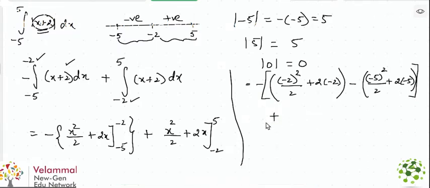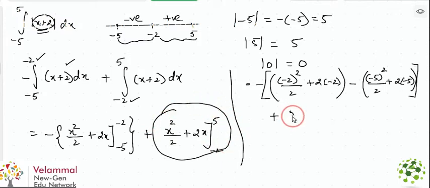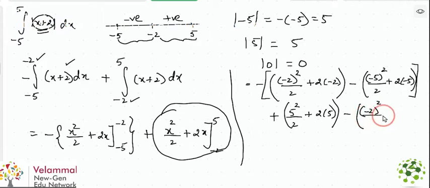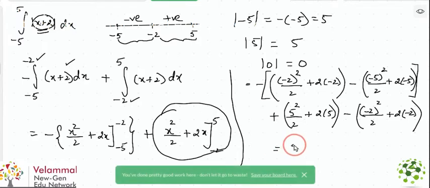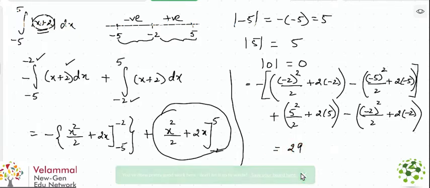Plus, when I substitute the upper limit for the second integration, I get 5 square by 2 plus 2 into 5. Upper limit is done. You also do like this, minus, what is the lower limit? Negative 2. So negative 2 square by 2 plus 2 into negative 2. So the whole of the lower limit is substituted. I think you will be able to simplify this, and the answer you will get is 29. Just do the calculations for yourself. Okay.